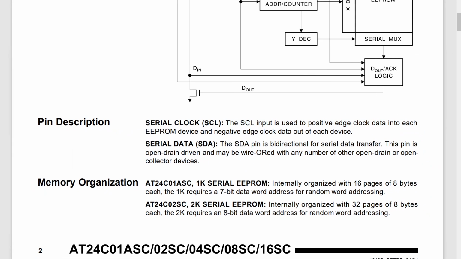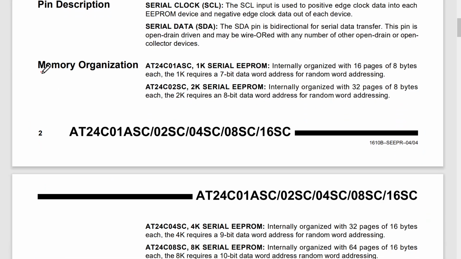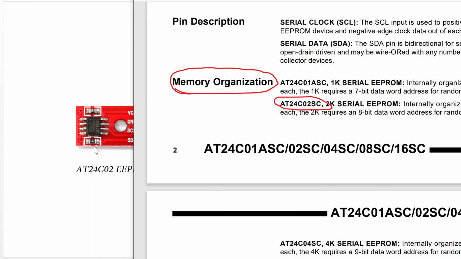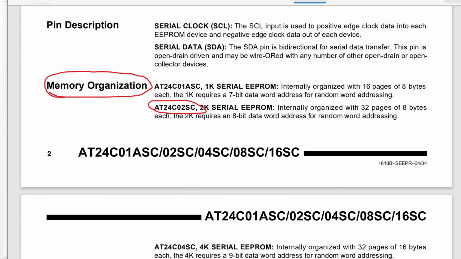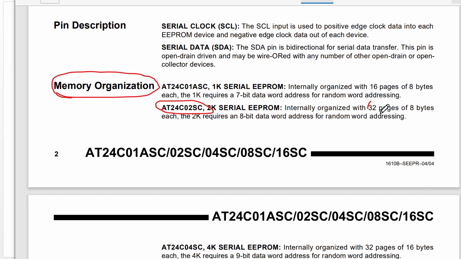The third thing, let's take a look at the memory organization. We are using this chip. It has 32 pages, with 8 bytes for each page. So it is 2K bits of data in total.